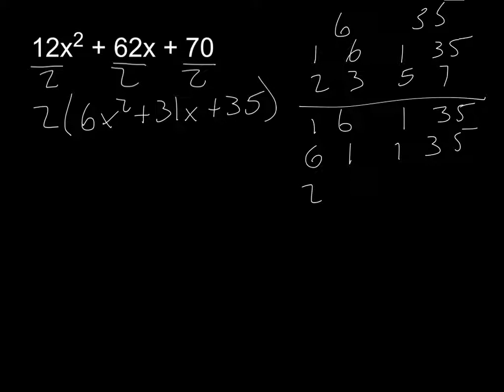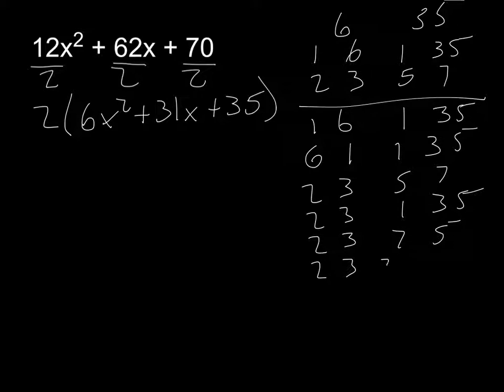Or I could have 2, 3, 5, 7, 2, 3, 1, 35. I could have 2, 3, 7, 5. And I could have 2, 3, 35, and 1. I could have 1, 6, 5, and 7, 1, 6, 7, and 5. So this is all those different combinations of those factors. One of those has got to work.